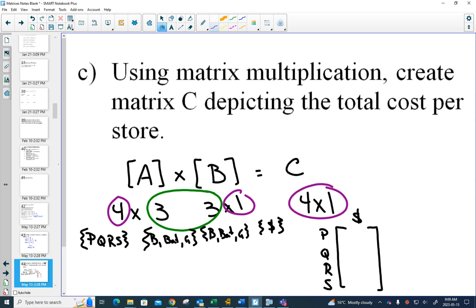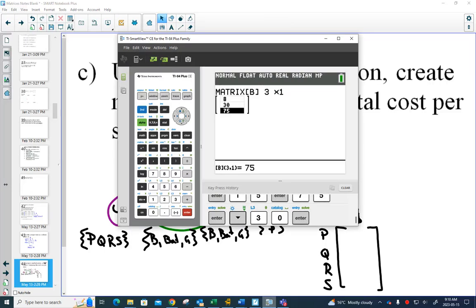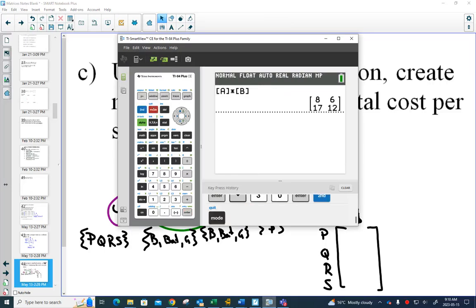And we are going to find out how much to store P, how much to store Q, how much to store R, what are their total amounts that they owe for each of them. Now on your calculator, really nice, we can go here, we can do A times B. Luckily I can just even highlight that from the 4.